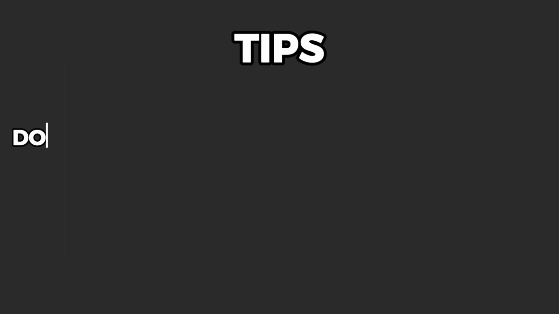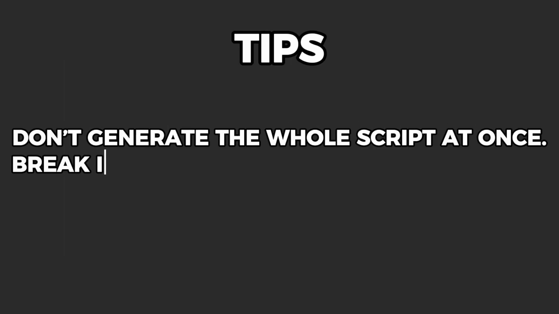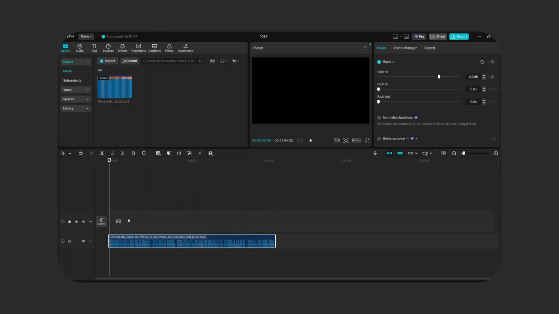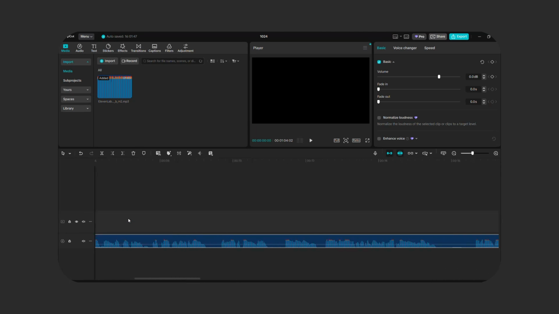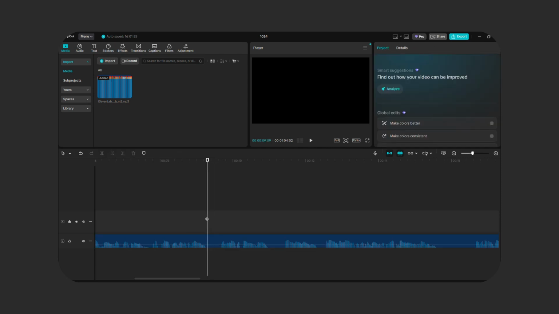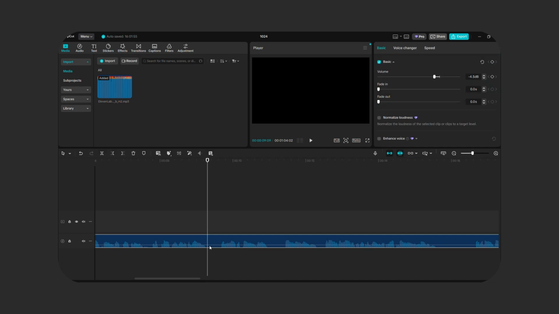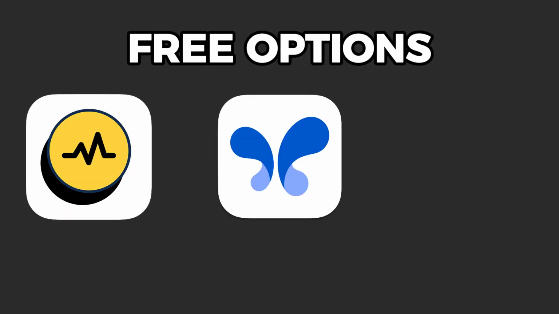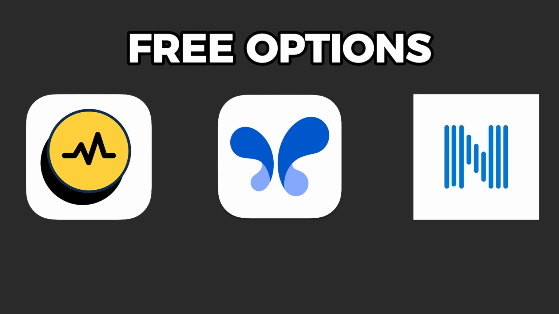Here's a tip. Don't generate the whole script at once. Break it into sections of 3 to 4 paragraphs. This way, if there's a mistake in pronunciation, you don't have to regenerate the entire thing. Once you have your clips, stitch them together in an editor like Audacity or directly in CapCut. Adjust volume so it's consistent throughout. Cut out long pauses, but don't make it robotic. Natural breathing space matters. If ElevenLabs is too expensive for you at the start, free options exist. Sites like TTS Maker, Google AI Studio, and Natural Readers give you solid quality.